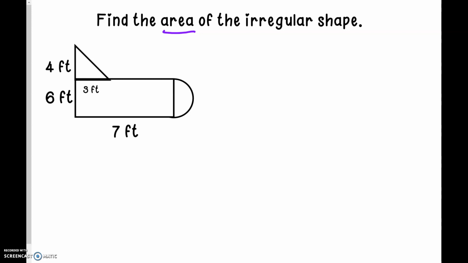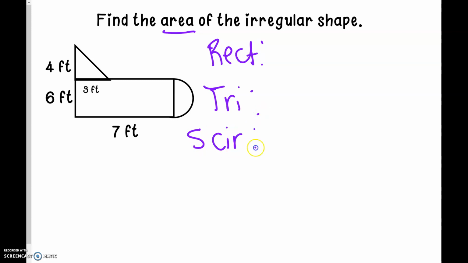So I noticed that there is a rectangle. I'm just going to abbreviate it. I noticed there's a triangle. And then there is a semicircle, so I'm just going to write it like that, like S-circ for semicircle. However you want to abbreviate it, that is up to you. But I like to start with the easiest ones, and rectangle is just going to be length times width, or you can think of it as base times height, either one.